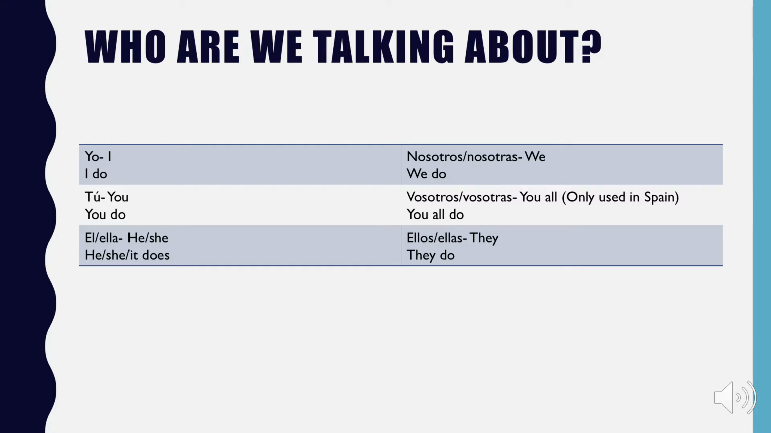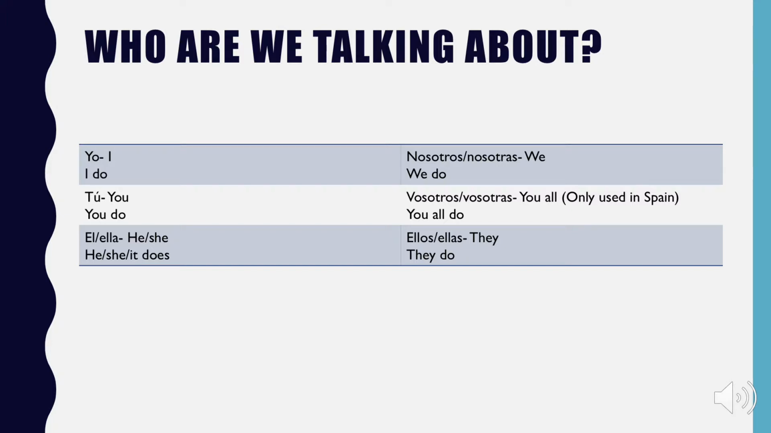Okay, so who are we going to talk about? Every sentence has a subject, and the subject of a sentence determines how we conjugate the verb of the sentence. In this table, you can see the different subject pronouns that a sentence can have and how we say them in Spanish. To say I, you say yo. To say you, say tú. To say he, you say él. And to say she, you say ella. And it can be either one of those depending on what it is.